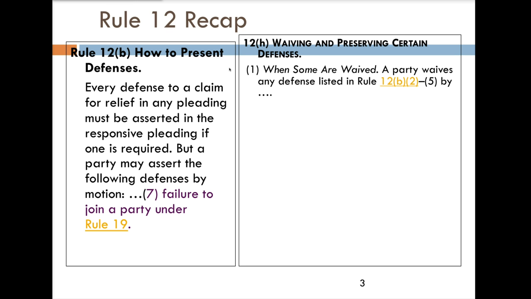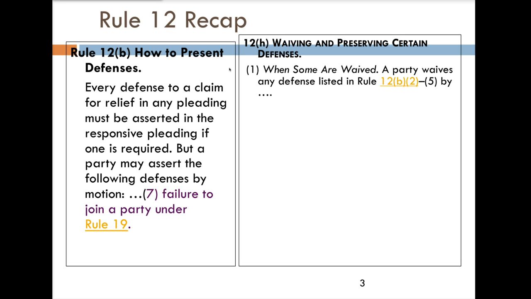So I mentioned that Rule 19 is raised usually as a Rule 12 defense. So you should remember that there's a number of Rule 12 defenses you have. On the left, I only excerpted the part about failure to join a party under Rule 19, which we haven't focused on that much so far. But you should remember some of the other defenses include things like lack of SMJ, lack of PJ, lack of proper venue, and also failure to state a claim.